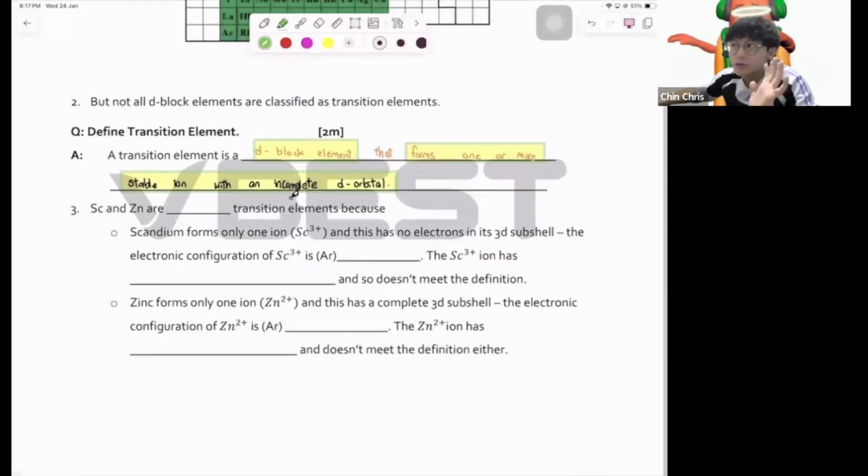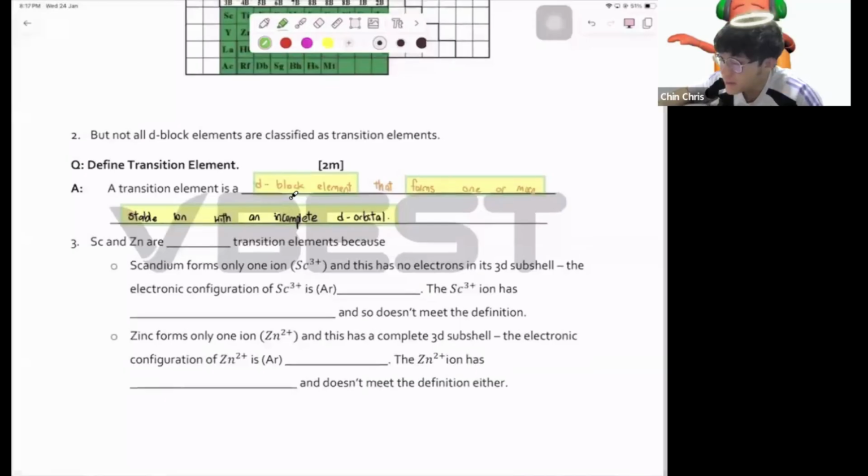Okay, guys. Right now, let's look at some exceptions. Not everything in the d block is a transition element. For example, we have scandium and zinc. Scandium and zinc are not transition elements here. There's a reasoning behind this.